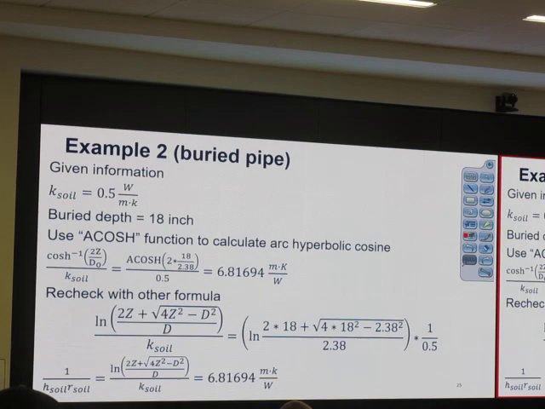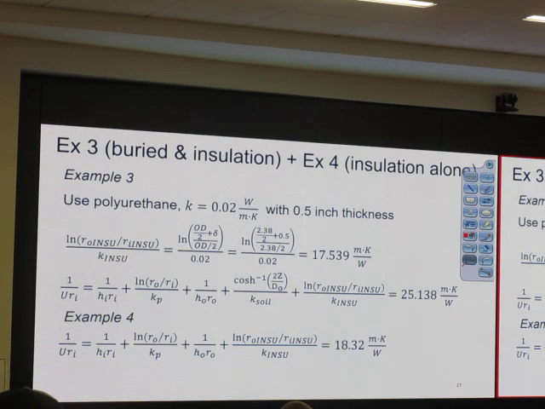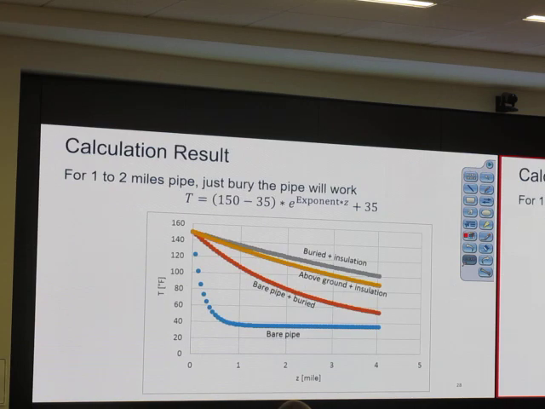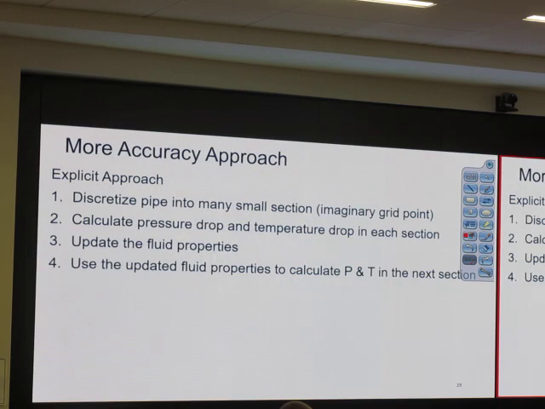This is an example for the buried pipe, just for your reference. Okay, we don't test you on that, but just for you to know that it can be done. This is a calculation result. Bare pipe, but we bury it with insulation, buried with insulation. So this is the temperature drop with distance. Okay, so it can be done. Alright.